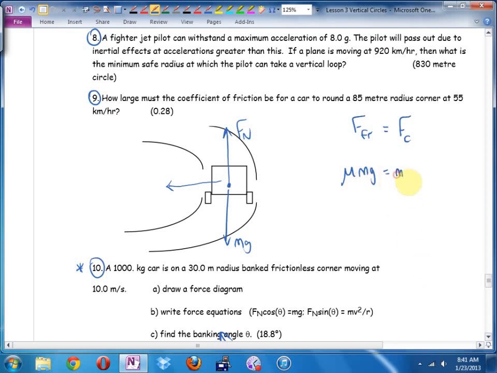It's going to be mv squared over r. I see they gave me a speed. Vlad, please notice they gave it to you in kilometers per hour. That's yucky, so you have to divide by 3.6. And then you should be good to go. Oh, turns out they didn't give me the mass of the car for a reason.